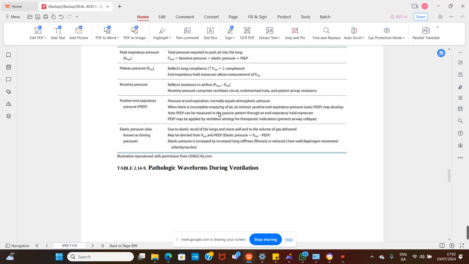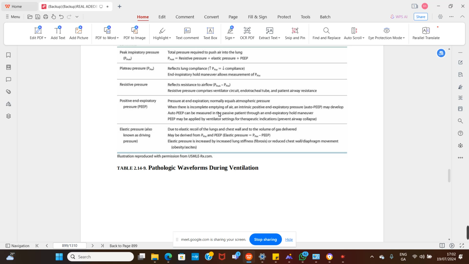So if a patient has COPD or asthma and there's air retention in the lungs, what do we think is going to happen to the PEEP? Anybody, just guess. If there's COPD and there's air retention in the lungs, what will happen to PEEP?